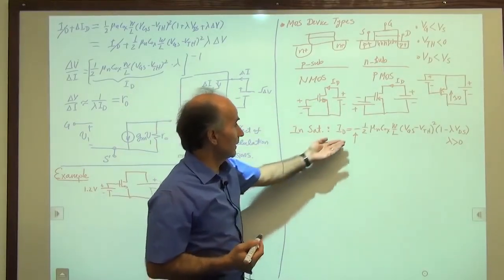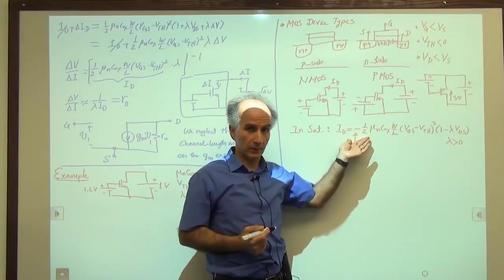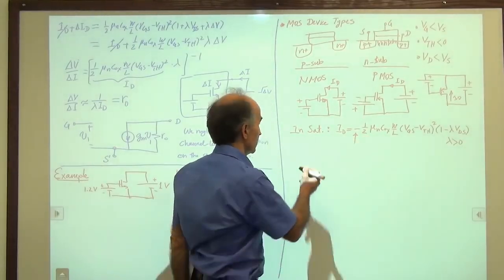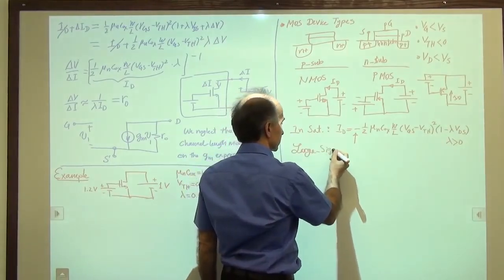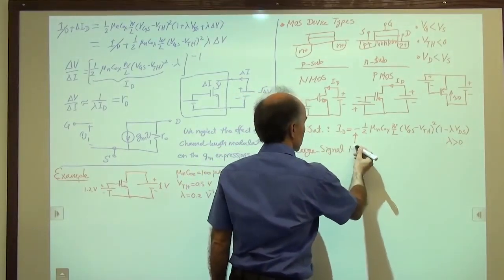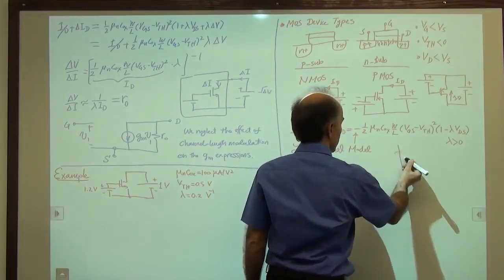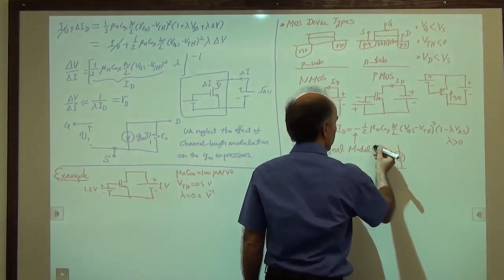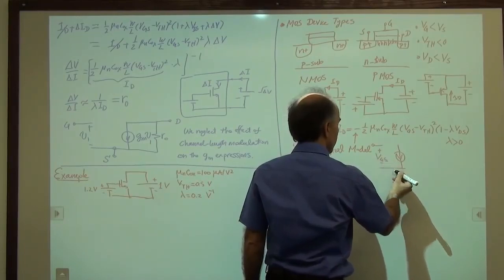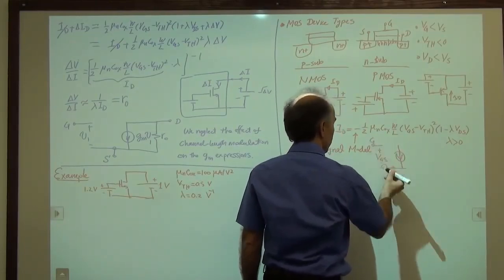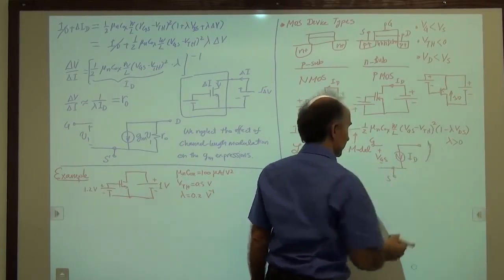This is the large signal model of a PMOS device in saturation. The large signal model looks like this. We have a current source, and here we have VGS, gate, source, and then we have ID, and this ID is this equation up here.